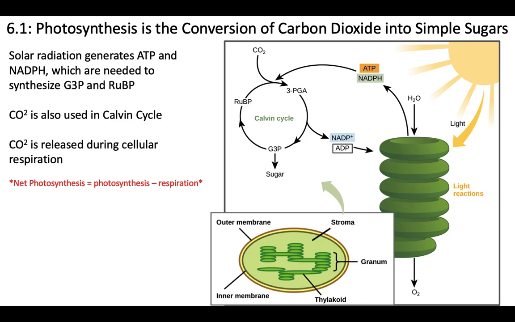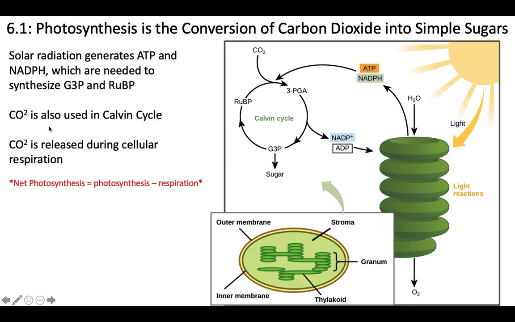So it's the conversion of carbon dioxide into simple sugars. That simple sugar is then used to fuel all sorts of biological processes. And it's, like I said, the primary way that energy is going to enter into an ecological system. Autotrophs are really important in ecological systems and food webs, and we'll talk all about them. So solar radiation generates ATP and NADPH, which are needed to synthesize G3P and rubisco. I'm not going to ask you to detail all of the reactions involved in photosynthesis. Just know the basics.